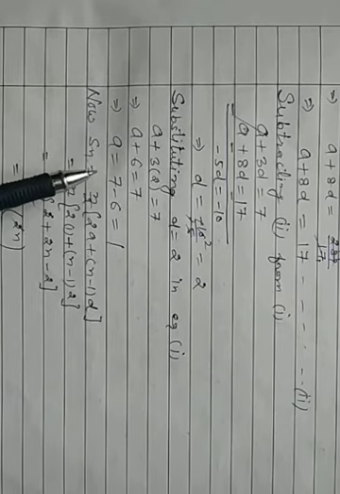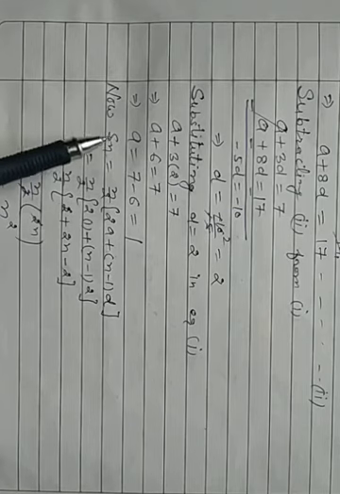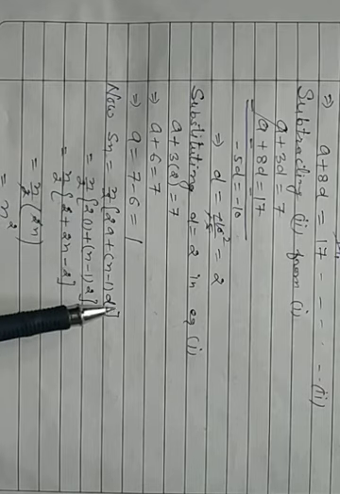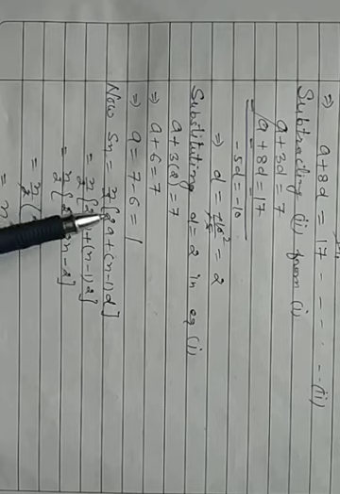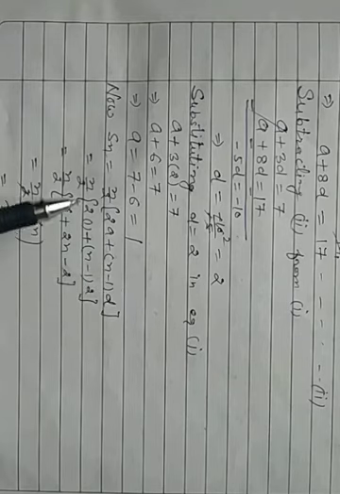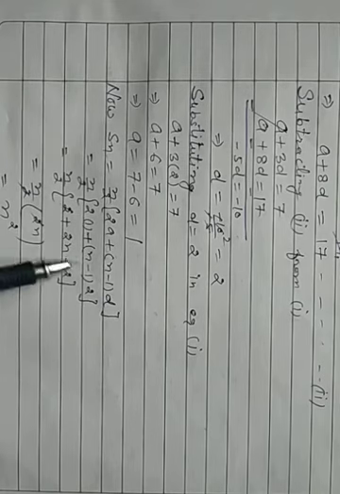Now we can use the formula for finding the sum of the first n terms. Sn is equal to n by 2 into 2a plus n minus 1 into d. We don't know n, so n by 2, 2a, where a is 1, plus n minus 1 into d. The value of d is 2. So n by 2, 2 ones are 2, plus n minus 1 multiplied by 2.